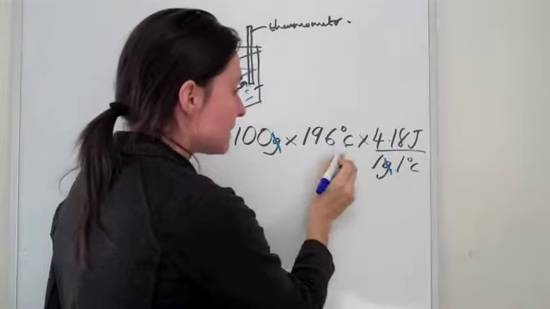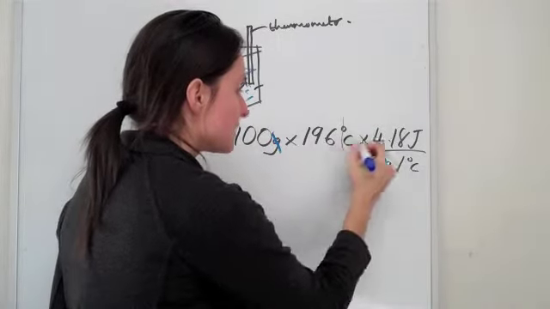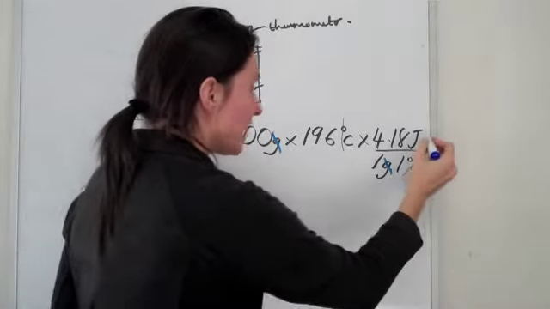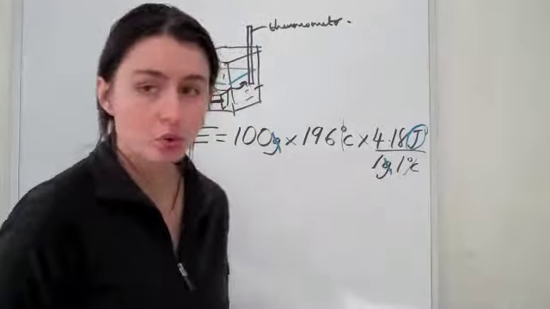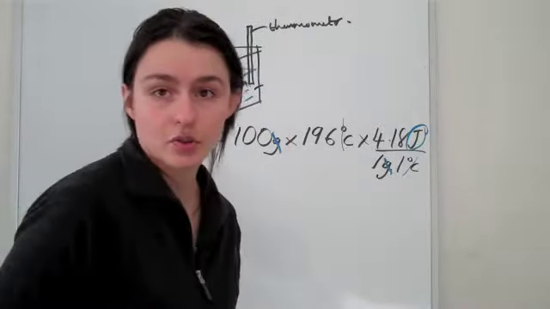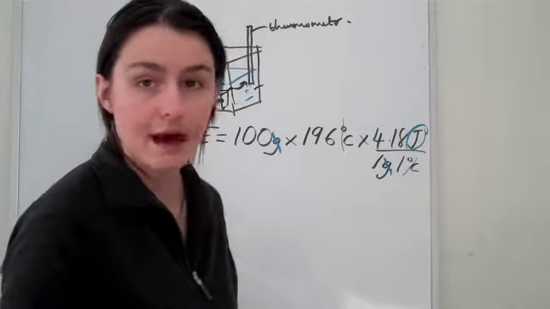Now, you've got degrees here and you've got degrees there. So as you can see, the degree signs are going to cancel, and you're left with only one unit. You're left with just joules. Okay? And that makes sense. Energy should be equal to joules. You wouldn't expect it to be equal to anything else.